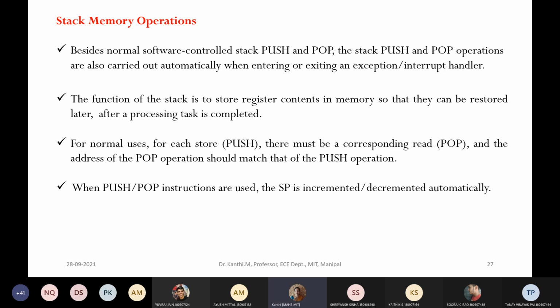So, I was talking about the different special register functions. Moving on, these are the stack operations. We know that the push and pop instructions are used for the stack operations. Your stack pointer is incremented or decremented automatically.